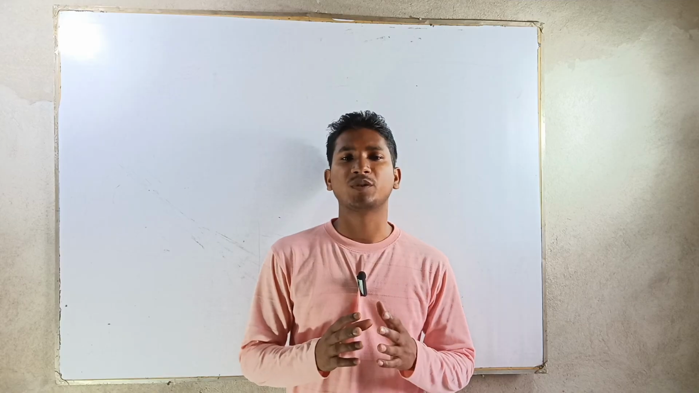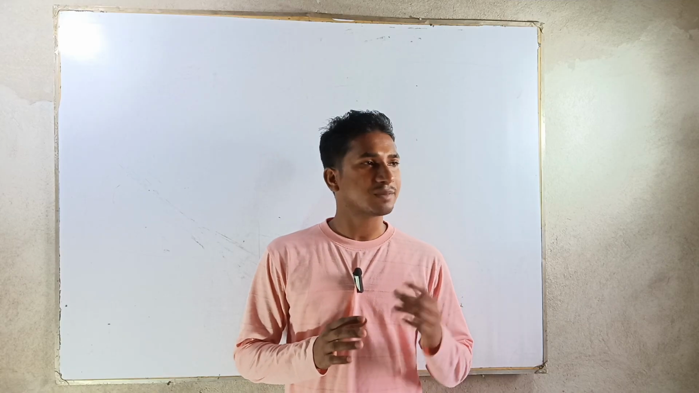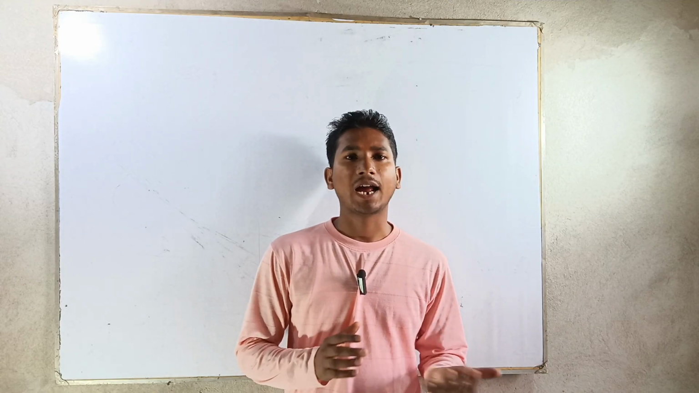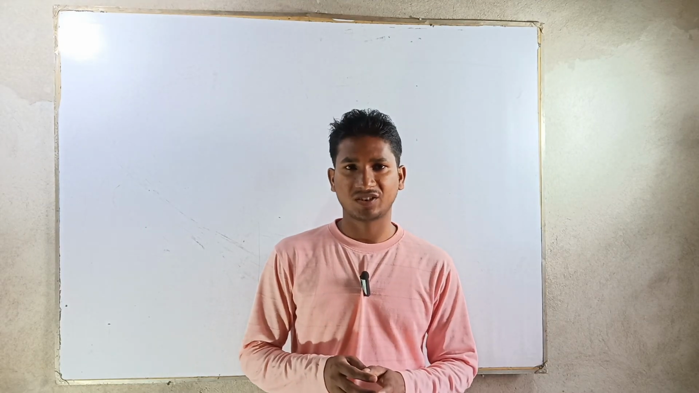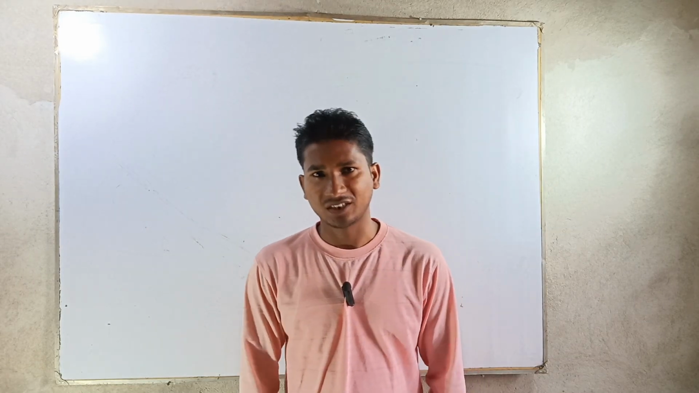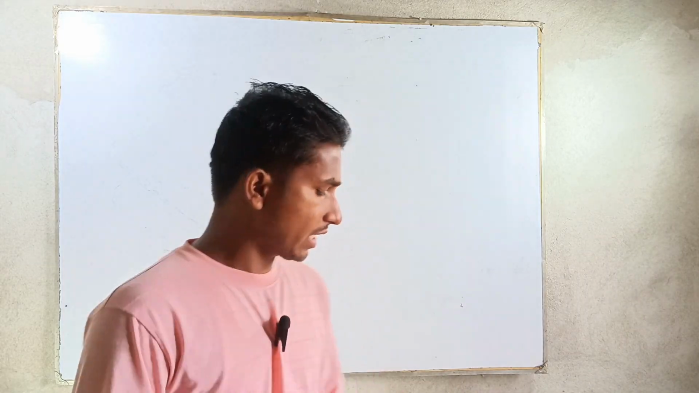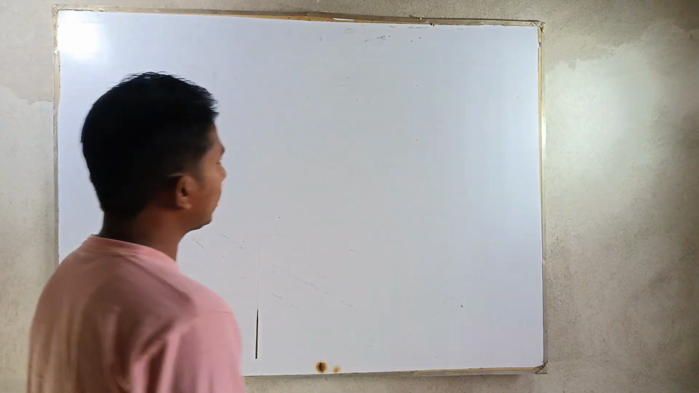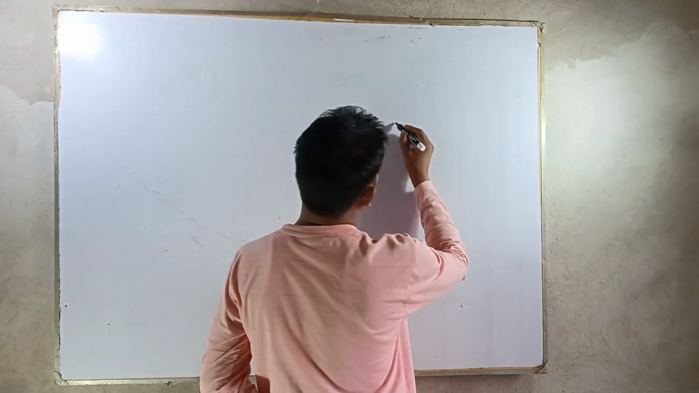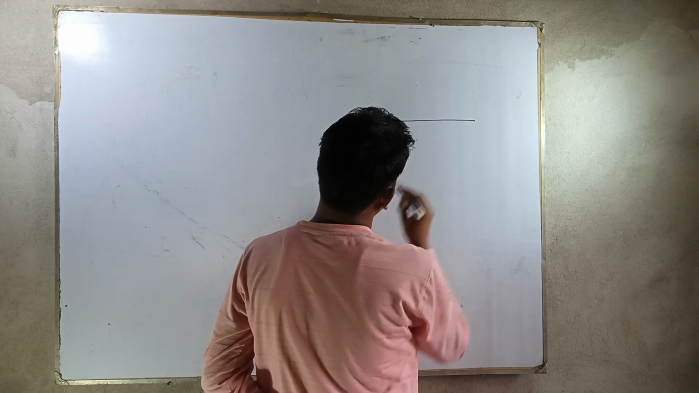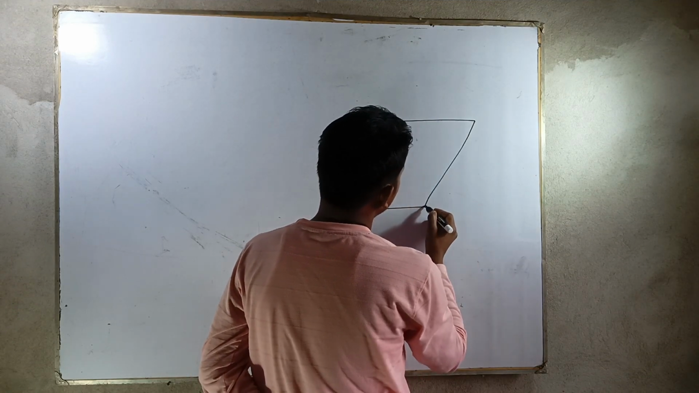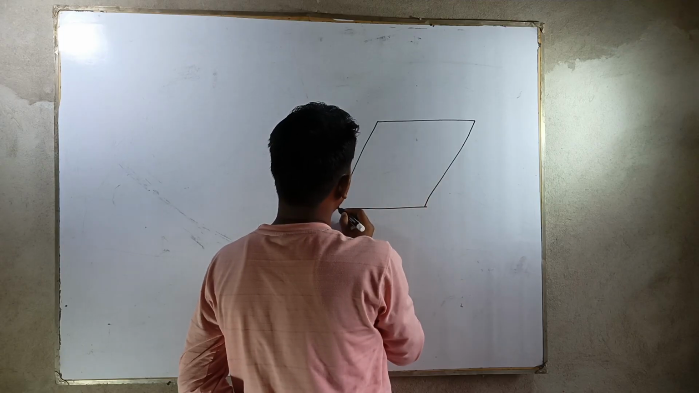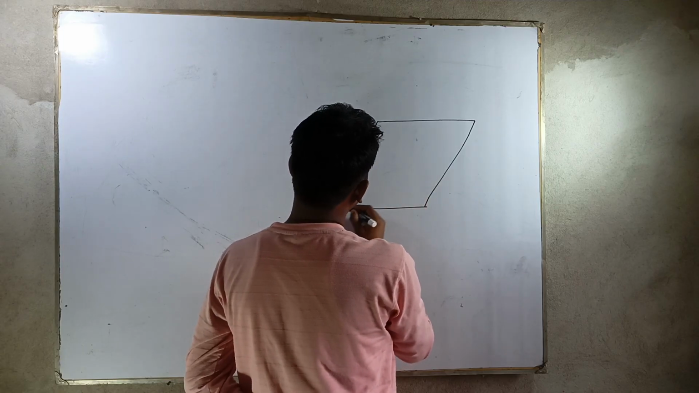This class is so important because before this class I had discussed quadrilaterals. This is the second part of quadrilateral. First, what happens if I have one type of quadrilateral like this one. Suppose this one is a quadrilateral.